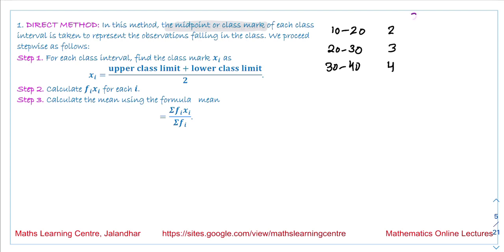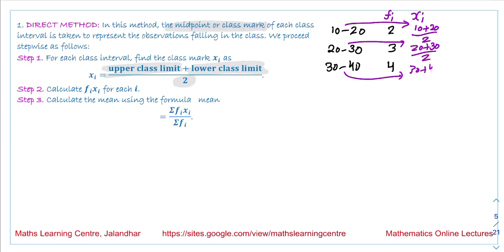So first thing we have to calculate is the class marks, and the formula for class marks we know: upper limit of the class plus lower limit of the class divided by 2. So the answer we will get is 10 plus 20 by 2. Similarly it is 20 plus 30 by 2. Similarly it is 30 plus 40 by 2. On solving this, we will get the values 15, 25, 35. So we obtain the values of xi and fi.